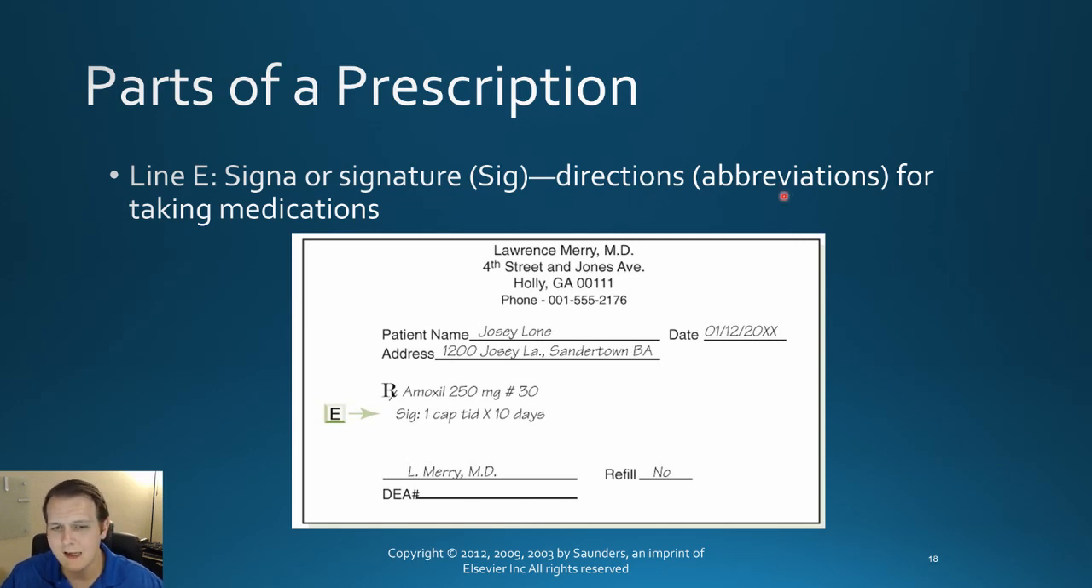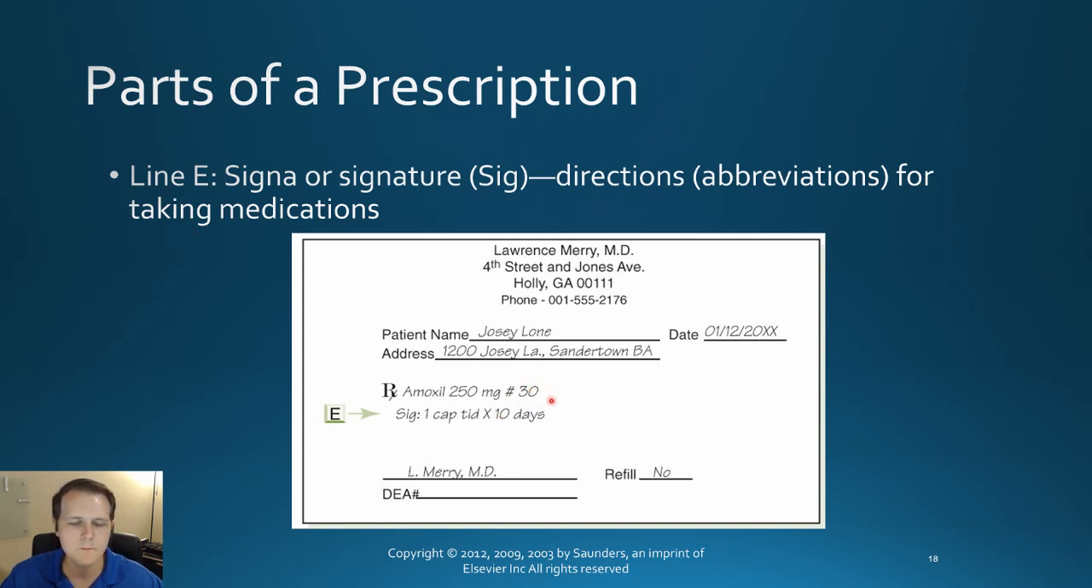It's never wrong to write it out, but it can save you some time if you're having to write quite a few of them. So as an example here, the SIG is going to be 1 capsule TID, which you'll understand as 3 times a day times 10 days, right? And again, it's important to include the quantity to dispense, because you should double check along with this. So if it's 3 times a day for 10 days, that 3 times 10 is 30, equals number 30 capsules.